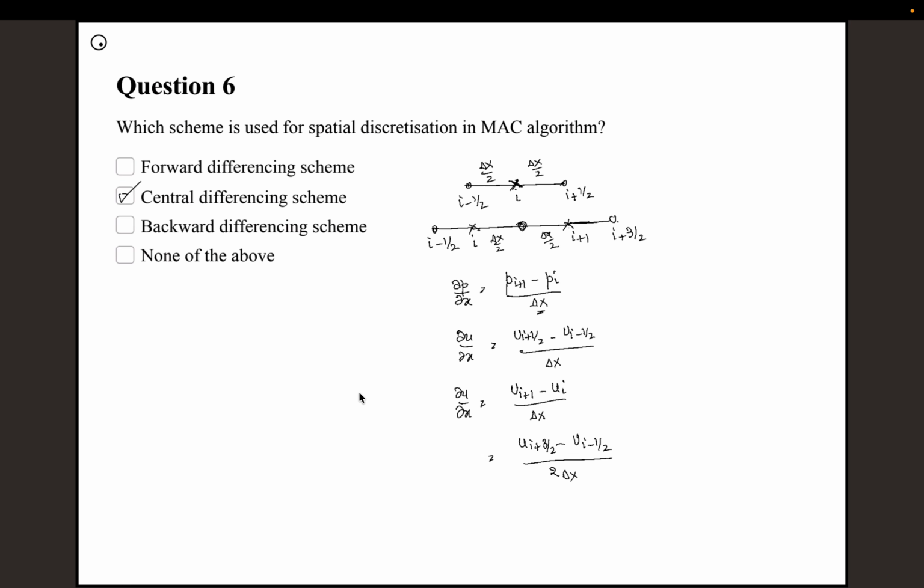You can also do this here. So ui plus 1, you can do an average of these two. So you can write ui plus 1 as ui plus 3 by 2 plus ui plus half by 2. And similarly for ui, you can write the average of the other two quantities, ui plus half plus ui minus half by 2. That would also give you the same equation. But the key point here is that any differentiation or spatial discretization that we are using in the MAC algorithm, for pressure gradient or velocity gradients, whatever we are using, all of them are central differencing.